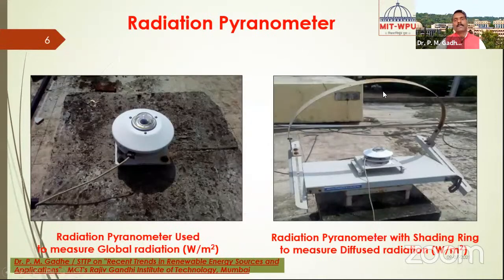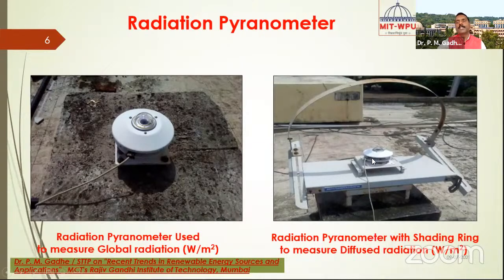You must have seen the radiation pyranometer. The radiation pyranometer is used for measuring the radiation intensity. You can see here these two pictures. On the left-hand side is the bare radiation pyranometer, and the right-hand side figure is the radiation pyranometer with the shading ring. It is the same pyranometer, but shaded with the shading ring.